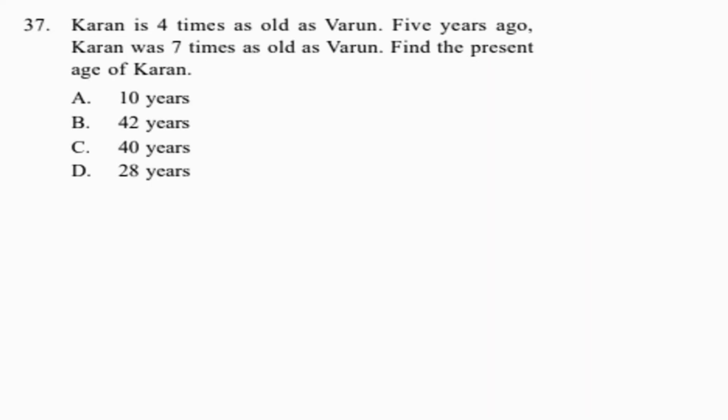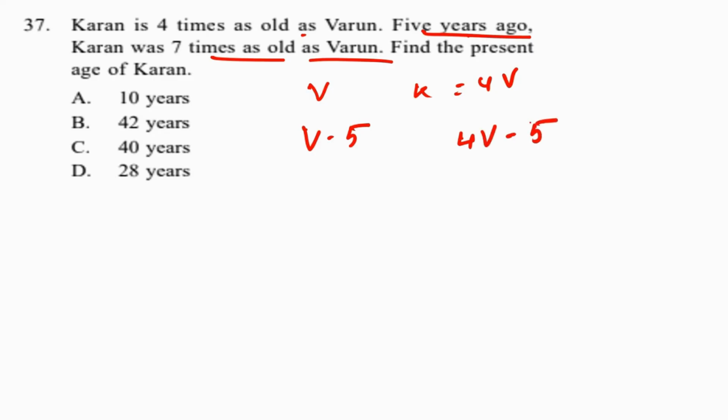Next question. Karan is 4 times as old as Varun. Let Varun's age be V. So Karan is 4 times V. Now, 5 years ago, Karan was 7 times as old as Varun. 5 years ago, Varun was V minus 5, whereas Karan was 4V minus 5. Now, according to the question, we have to frame an equation. 5 years ago, Karan was 7 times as old as Varun. So this age of Karan would be 7 times of this. Now, this is the equation.